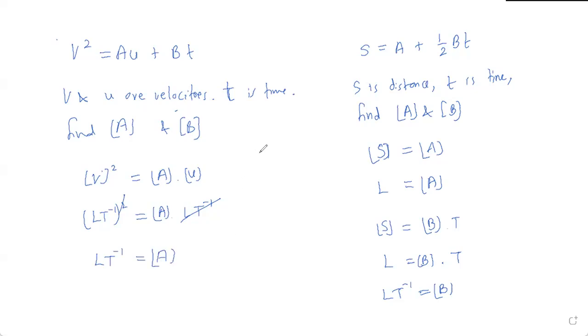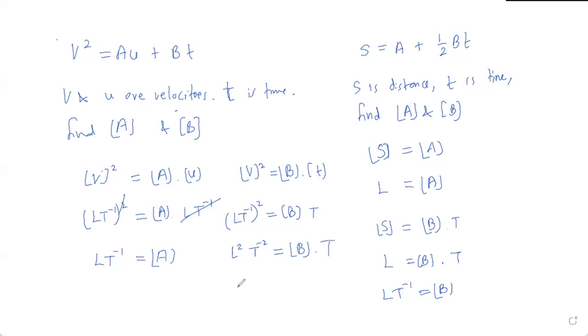Then you can find B. Again, dimensions of B to the power 2 is equal to dimensions of B into dimensions of T. So you get LT minus 1 squared equals dimensions of B times capital T. So you get L squared T minus 2, open the brackets, right? Equals the dimensions of B times T.